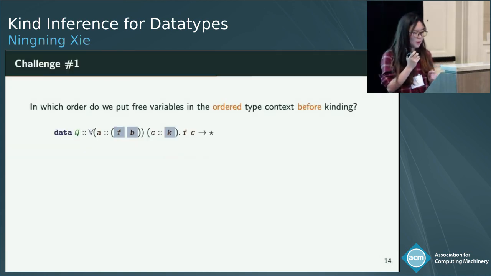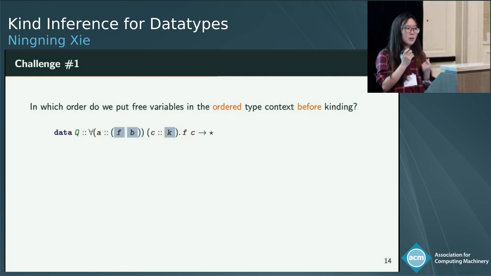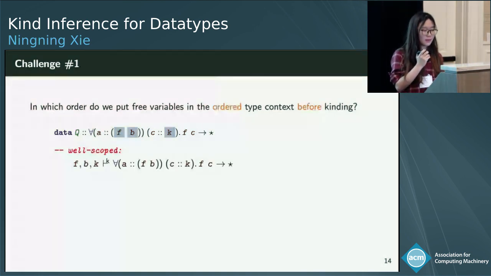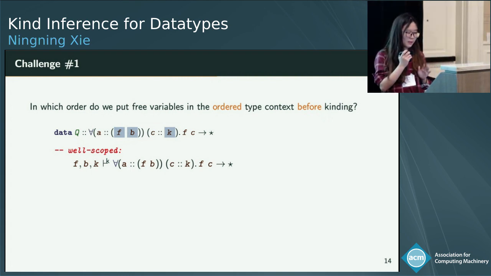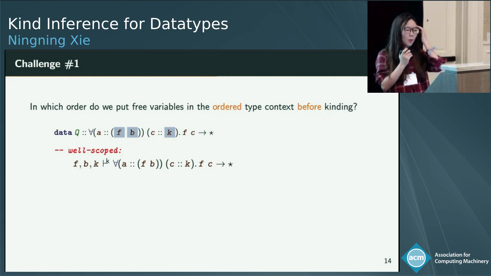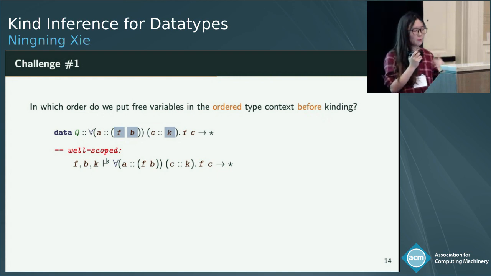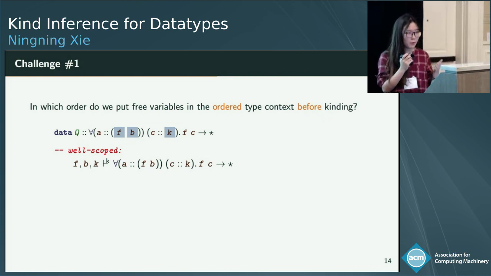The first challenge we have is that with open kind signatures, in which order do we put free variables in the ordered type context before kind checking? We need to do it before kind checking so that the kind signature can be well scoped. In this example for the kind signature of Q, we have three free variables, F, B, and K. We need to put them into the context before we kind-check the signature, so that the free variables in the signature are actually referring to the variables bound in the context.